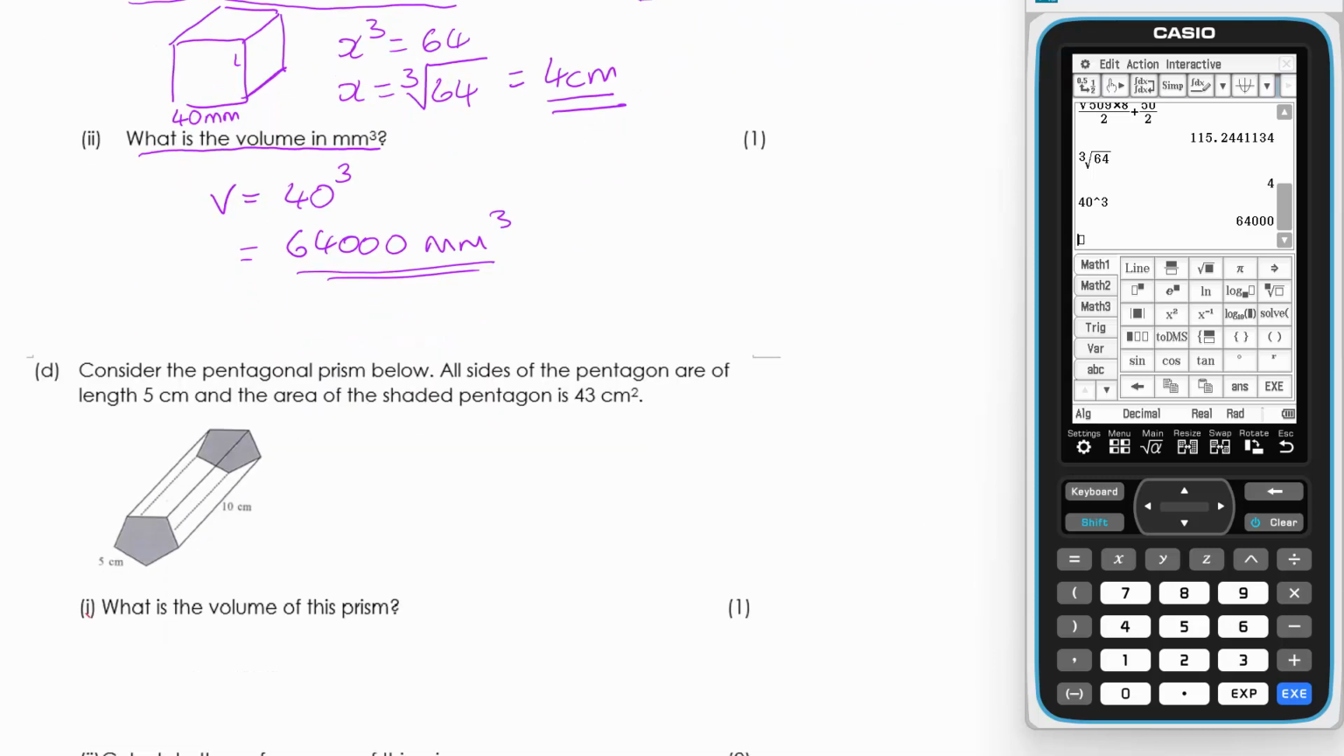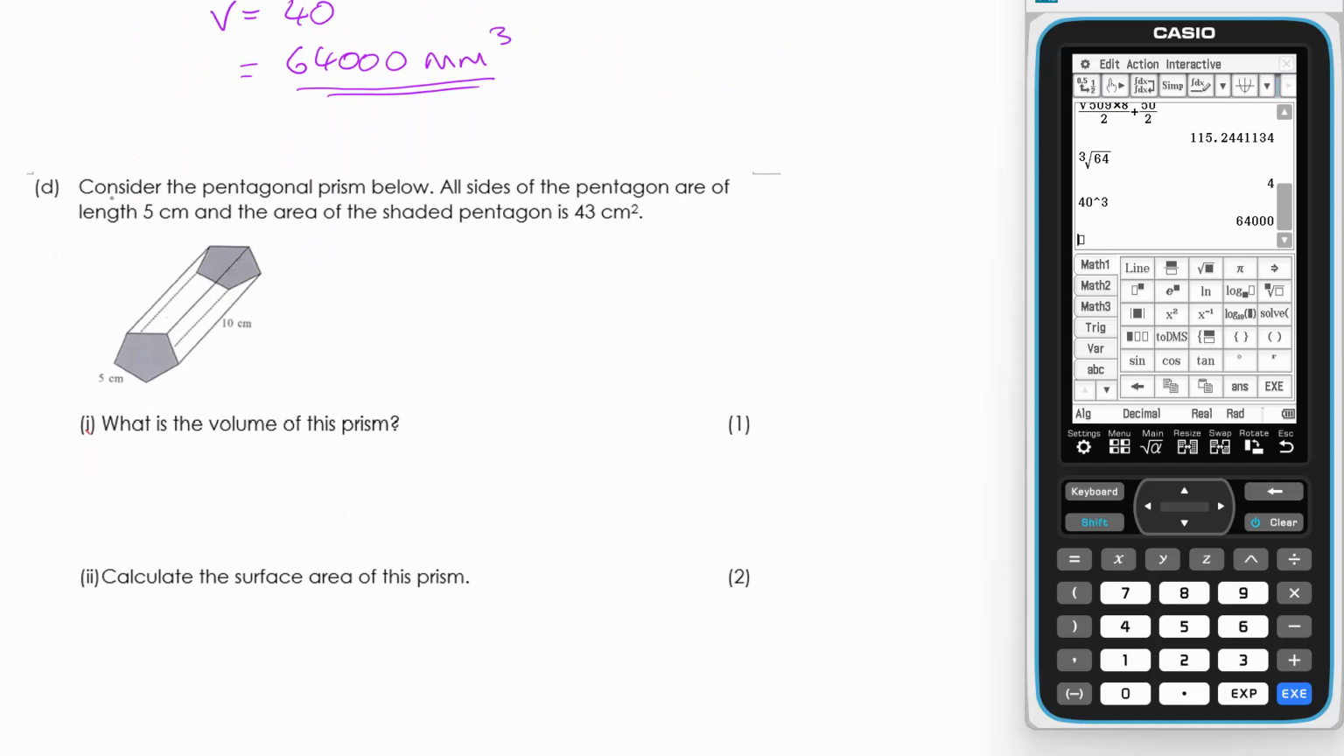Now, consider the pentagonal prism below. Pentagonal because you can see that the end is a 5-sided shape, so it's a pentagon. All sides of the pentagon are of length 5 centimeters, and the area of the shaded pentagon is 43 square centimeters. So we know that this is 43 square centimeters, and that is the cross section.